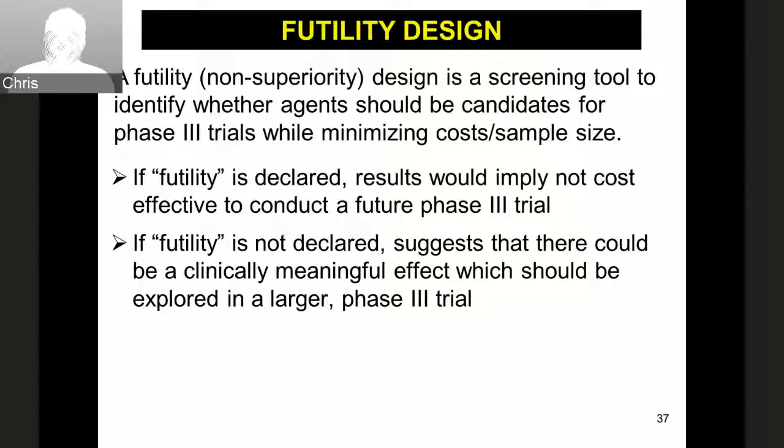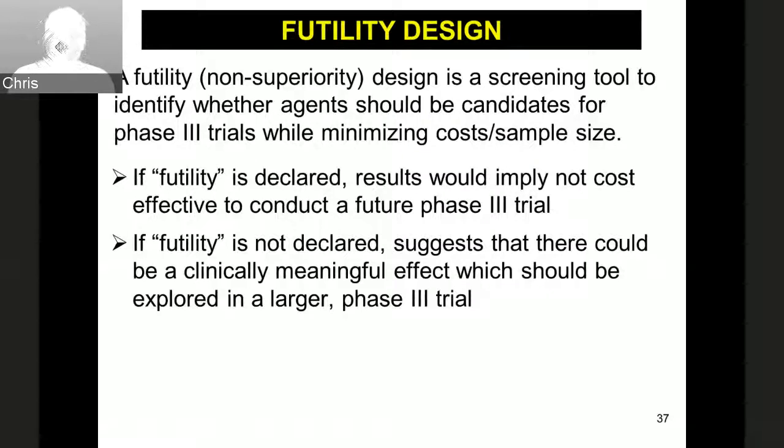Another type of design, and you'll hear more about this in the course, is a futility design. So a futility design, you could think of also as a non-superiority design, and it's a screening tool that can help to identify whether agents should be candidates for phase 3 trials. One of the things that pops up from time to time and really needs to be avoided when you're doing a phase 2 type study is that your question in your phase 2 is the same efficacy question you would see at phase 3. It's just a smaller underpowered version of the phase 3 trial because it's meant to justify getting some parameter estimates that you could use to plan the phase 3 trials.